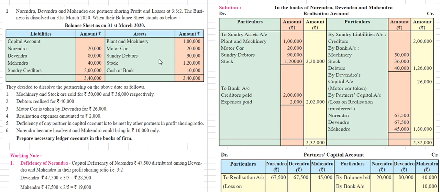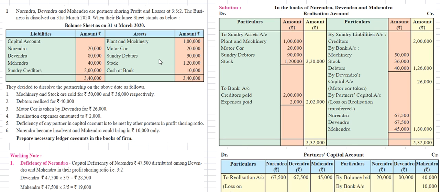Their assets are, in the balance sheet of 31st March 2020: plant and machinery 1 lakh rupees, motor car 20,000, sundry debtors 90,000, stock 1 lakh 20,000, and cash at bank 10,000 rupees. Next, the capital accounts of Narendra, Devendra and Mahendra, their investments, are 20,000, 80,000 and 40,000. And sundry creditors amount is 2 lakh rupees.